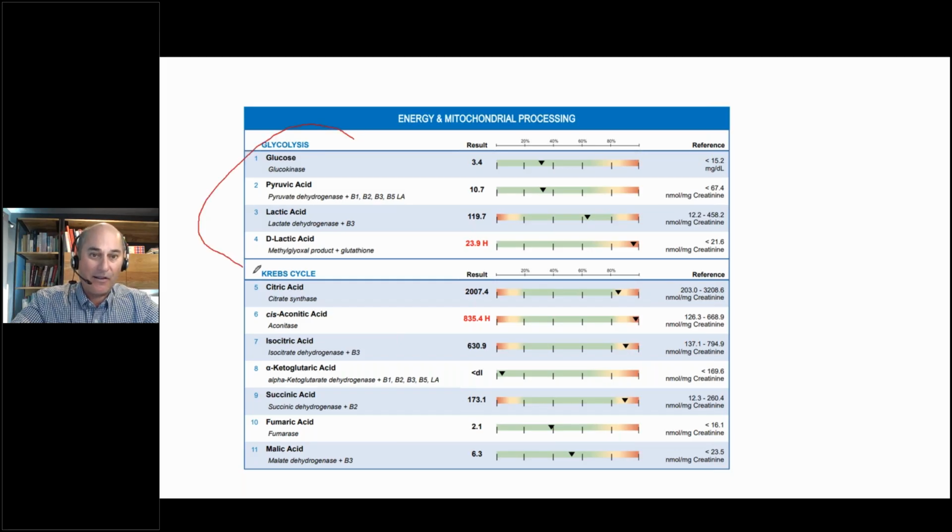So here's glycolysis. We talked a lot about this. Pyruvate dehydrogenase. If that enzyme's not working right, you give these nutrients and you'll fix it. And this is not like, I don't know how to say it, it's not like your personal opinion or my personal opinion.